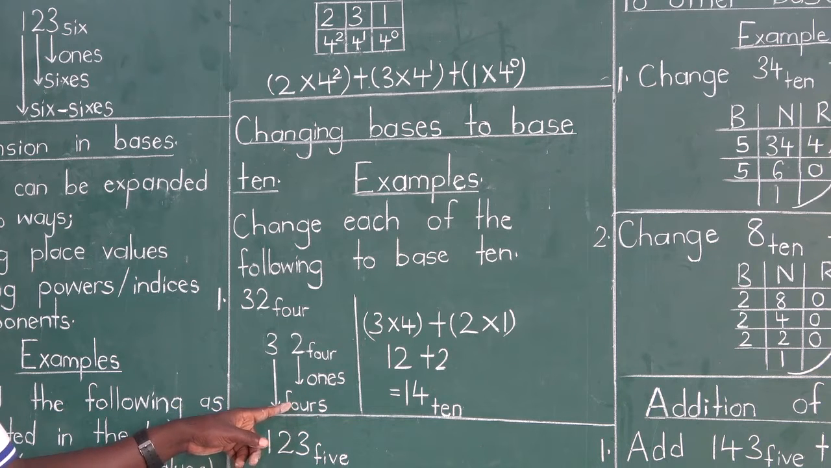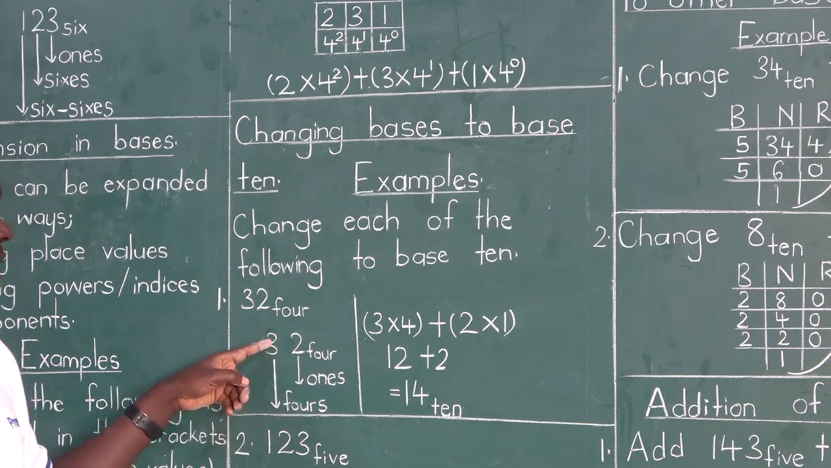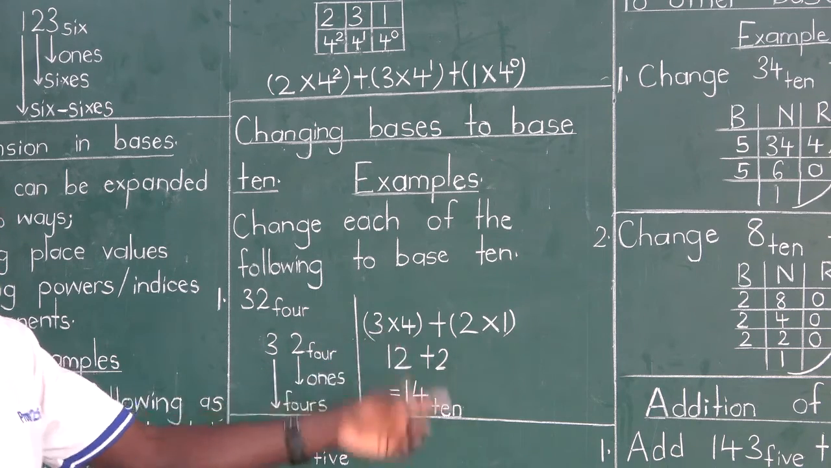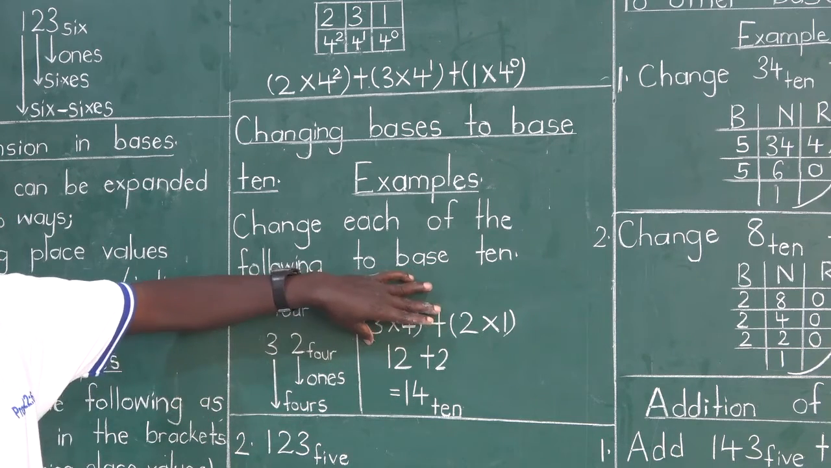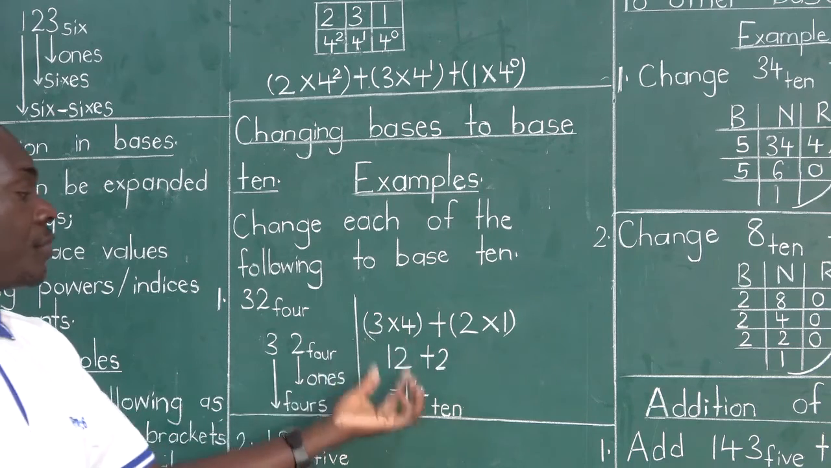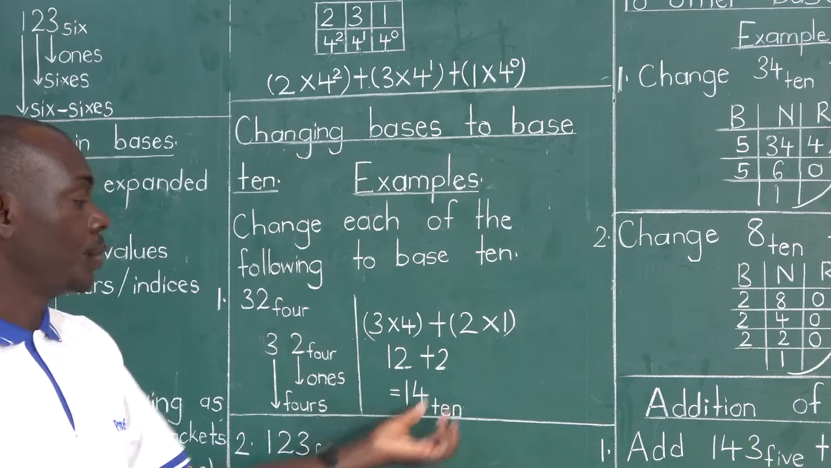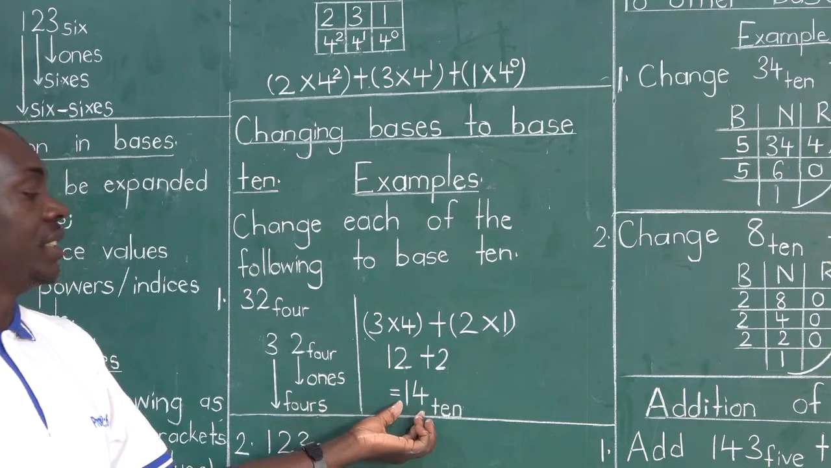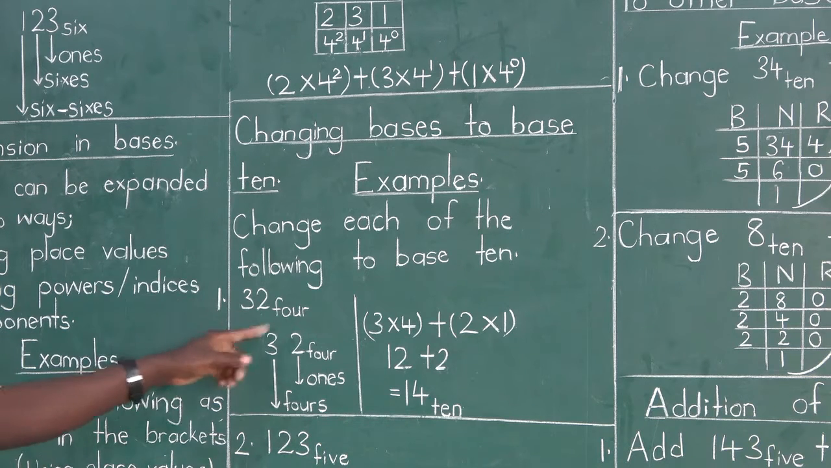When you evaluate, or get the value of what is expanded, the answer will be a base 10 numeral. So first expand: 3 times 4, like that, in brackets, plus 2 times 1. Now, expansion is done. What about converting to base 10? Get the values now. 3 times 4 is 12, plus 2 times 1 is 2. Now I've got 12 plus 2, which is 14. So when you get this 14, it will be the base 10 and it will be the answer. So 32 base 4 is equal to 14, base 10.